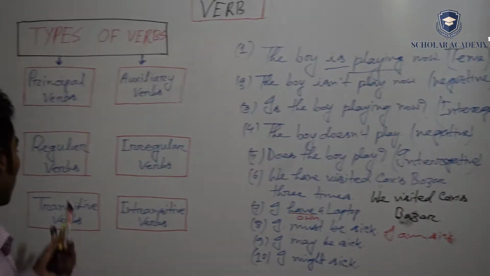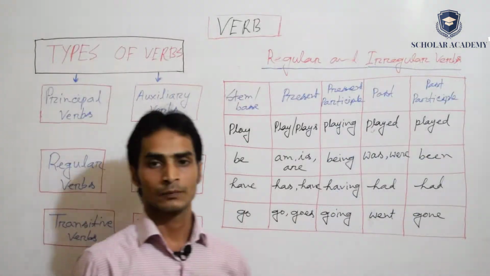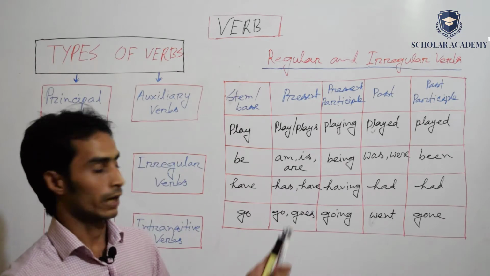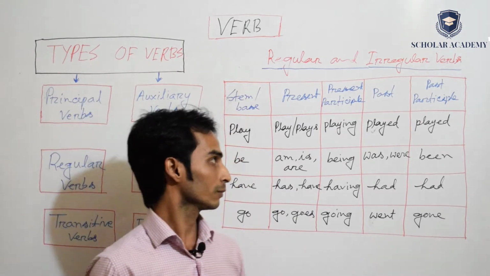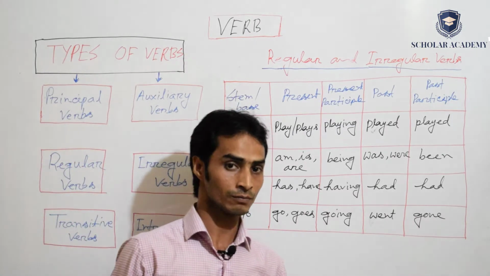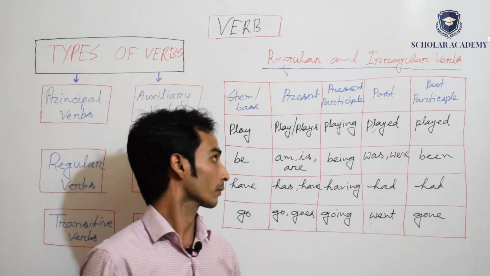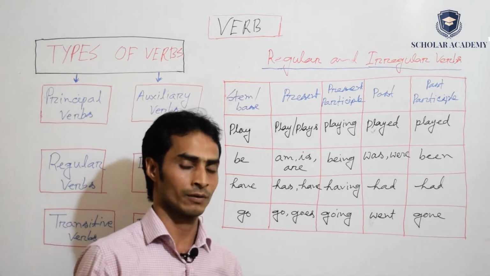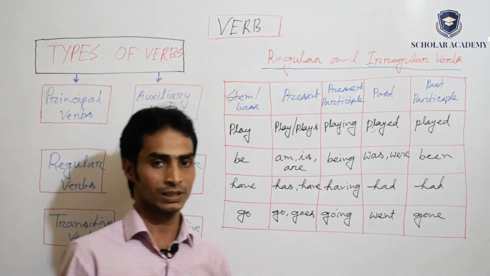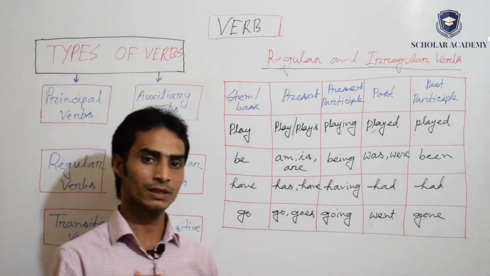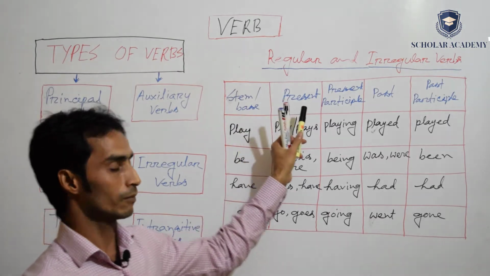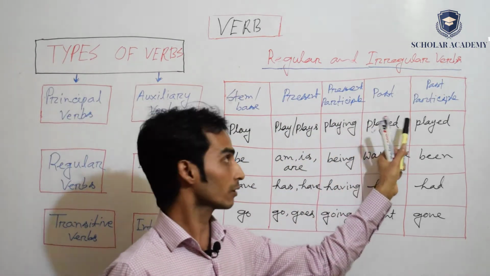Now we will discuss regular verbs and irregular verbs. An English verb can be regular or irregular. A regular verb forms its past and past participle by adding d or ed. A verb has 5 forms. Most students think that a verb has 3 forms. No, it's wrong, because a verb has 5 forms: stem or base form, present participle, past form, past participle.